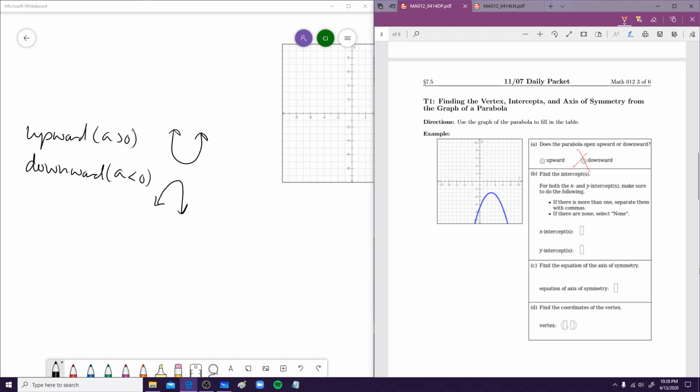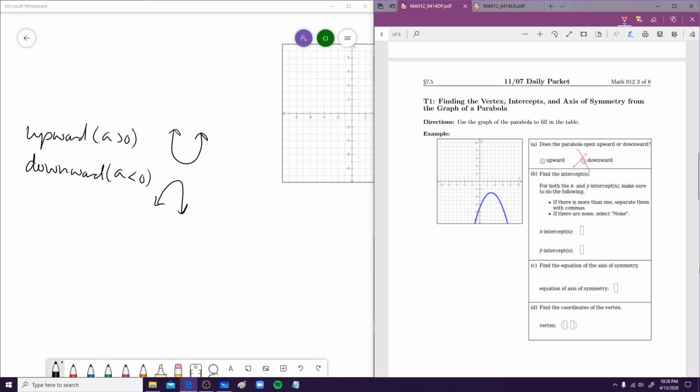Now, part B says find the intercepts. For both the x and y intercepts, make sure to do the following. If there is more than one, separate them with commas. If there are none, select none. That's just for you guys on Alex. I'm writing it, so it doesn't really matter.